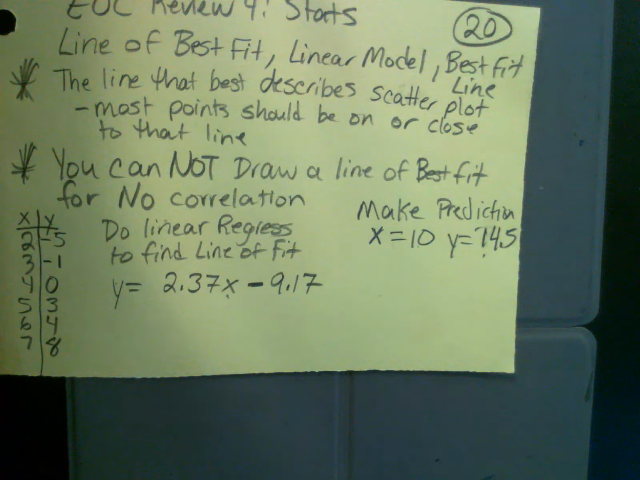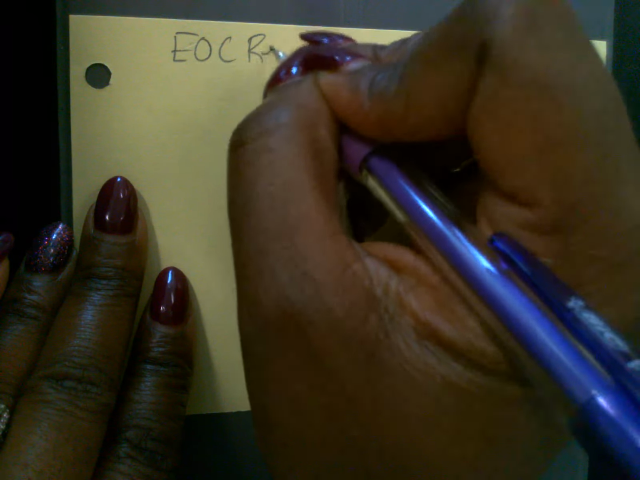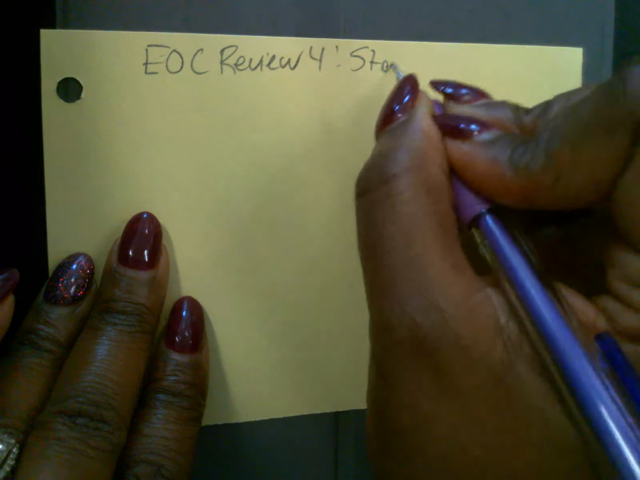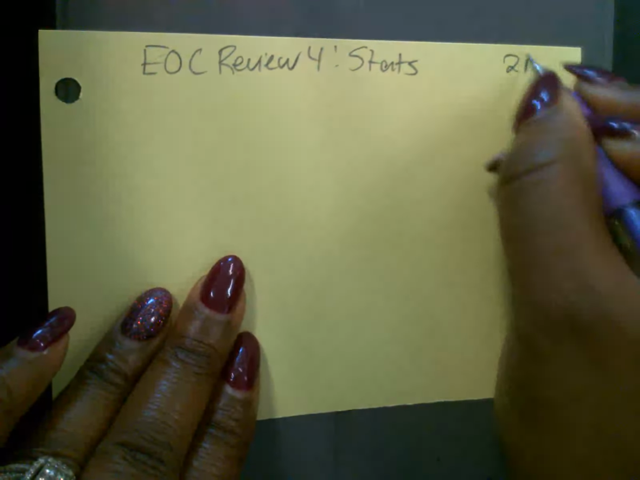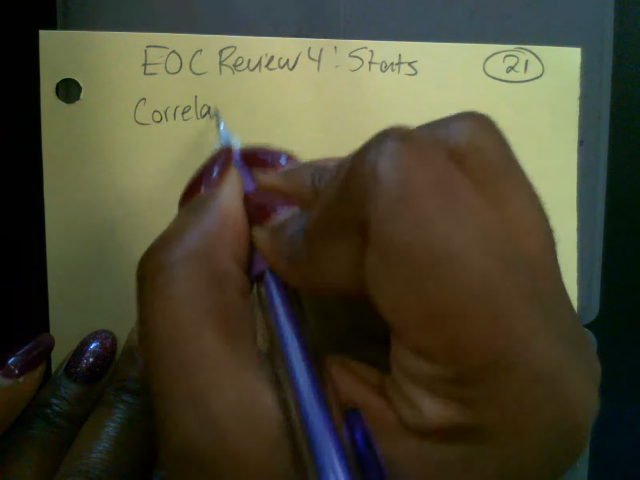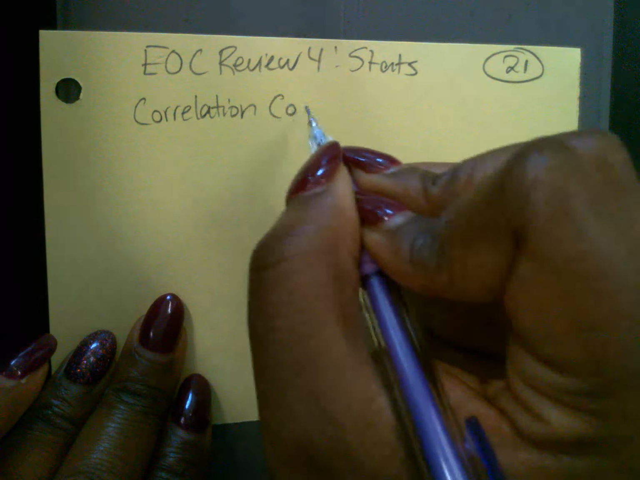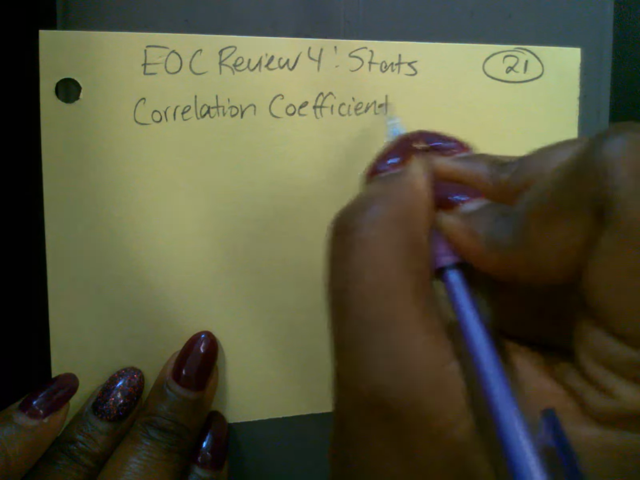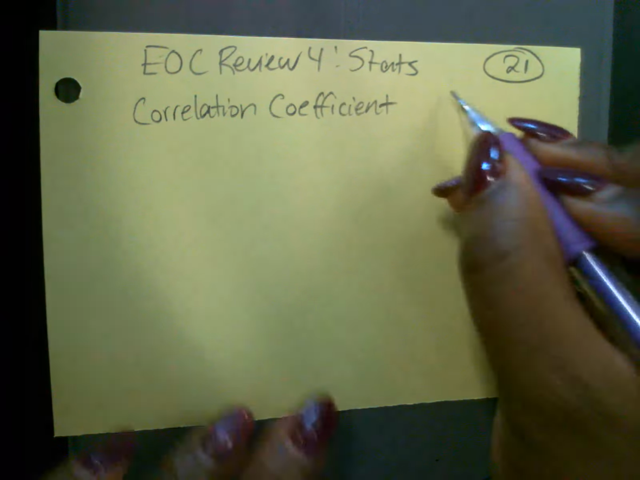Correlation coefficient and causation. You probably forgot about causation. Causation is easy though. All right, so here we go. EOC review 4, card 21, correlation coefficient. And we're going to talk about causation.